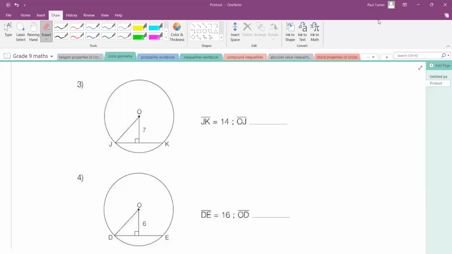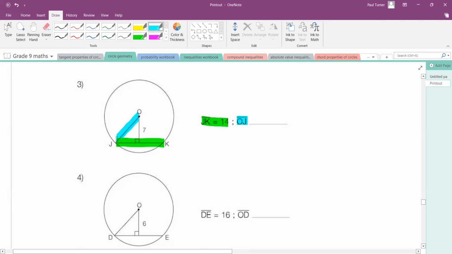Right, so in question 3, we are given JK, which is 14 units. That's this length here. And we want to find OJ. So OJ being this length here. So what we know is that if JK is 14, this is the center, that's the right angle. So JK is being bisected by this line here. So these will be equal lengths, which means that to this point here, this will be 7 units. And let's call OJ X.